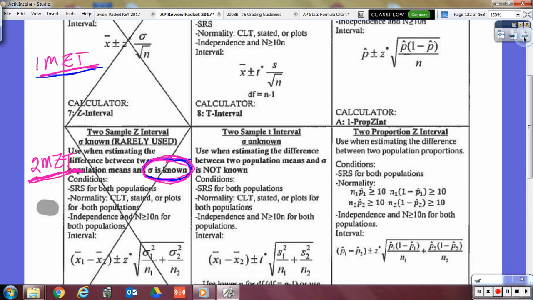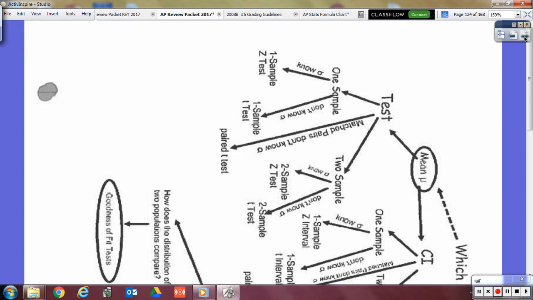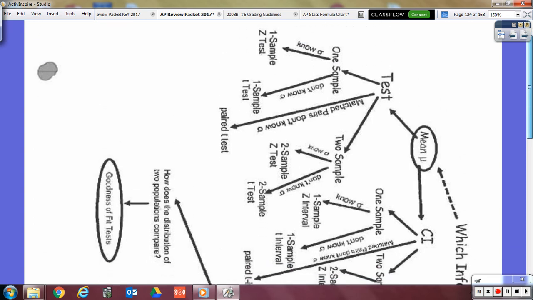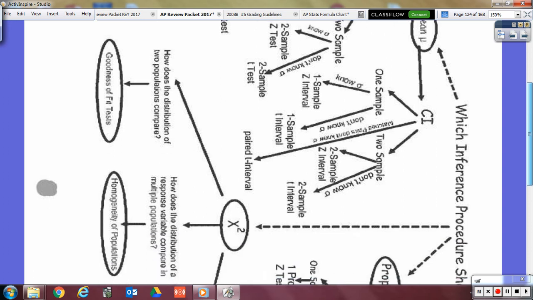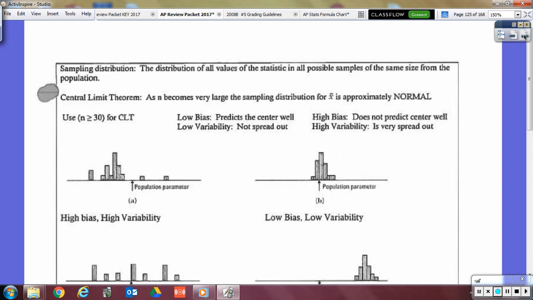Okay, moving on, that's all the tests. This is a page that I'm not going to go over with you. It is a flow chart of how to know what test to use. So if you have trouble figuring out which test to use, then you can look at that. And let's now go on to this next page here.